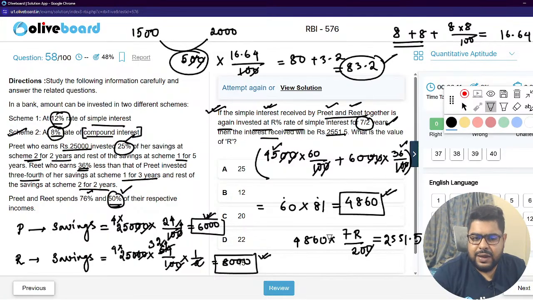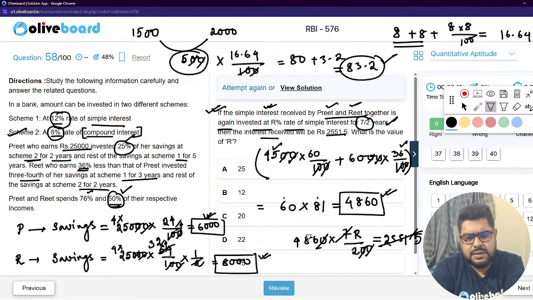Correct? So one 0 gone, another 0 gone. I'll get rid of this decimal, so just cancel. Seven threes are 21, seven sixes are 42, seven fours are 28, seven fives are this. Correct? R is this, 486. Acha, this 2 was also there, na? Divided by 2, you get 243.